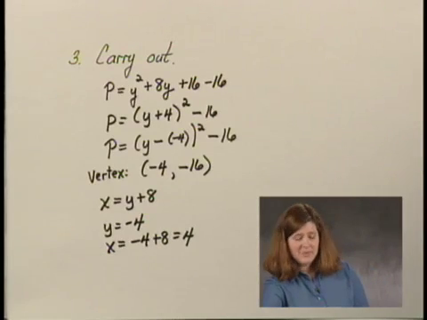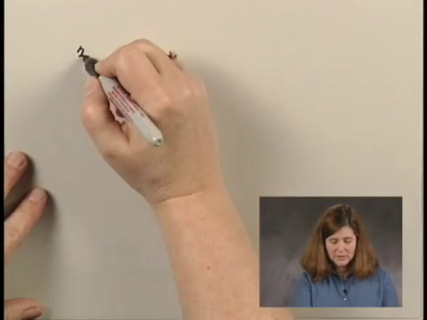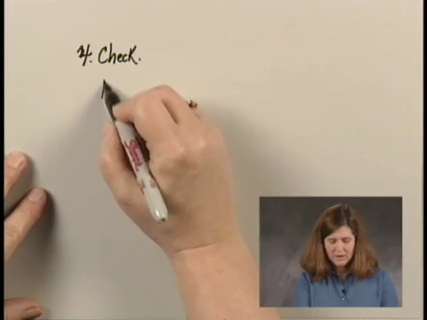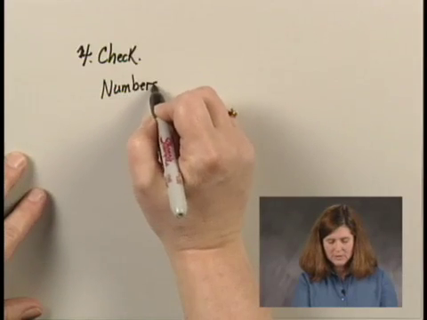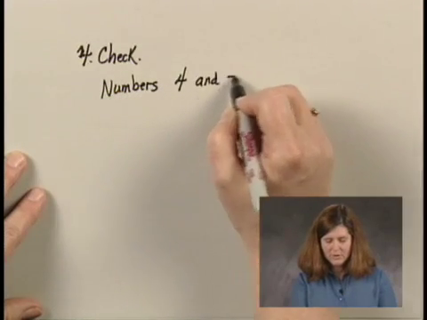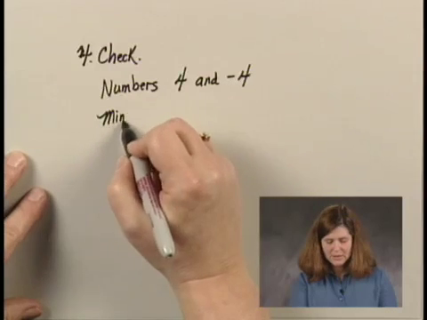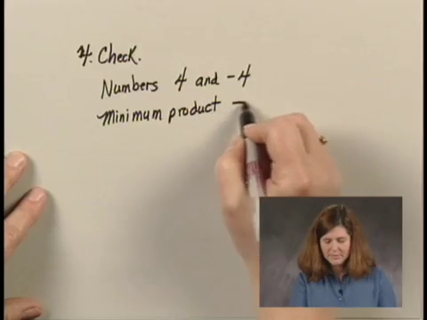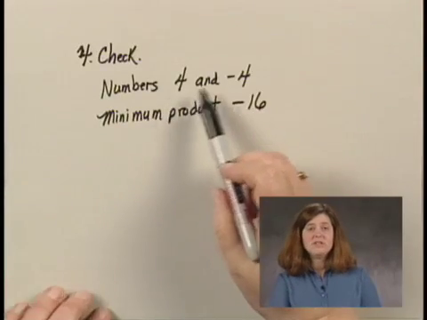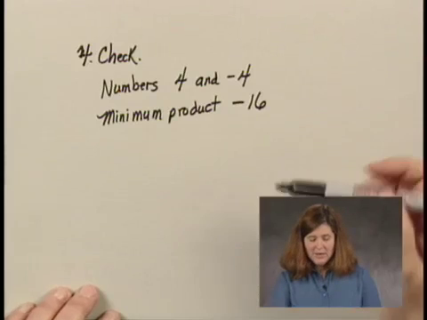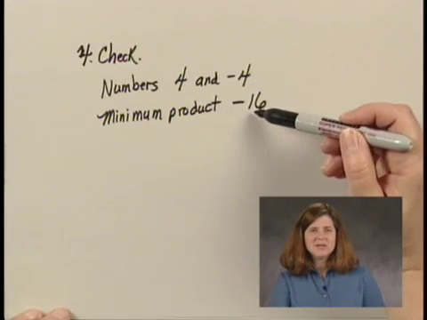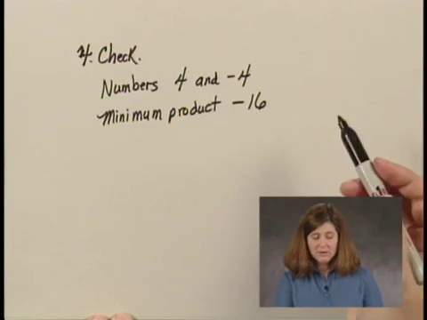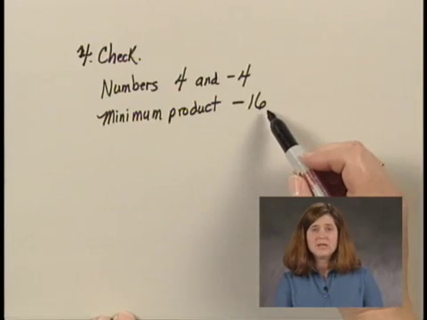So when I go to check, I am checking the possible answers. I have the numbers 4 and negative 4, and the minimum product, negative 16. Now these numbers have a difference of 8, and that's correct. It's difficult to check if that's the minimum product. We could try some other numbers who have a difference of 8, say 0 and 8. Their product is 0, and that's larger than negative 16.